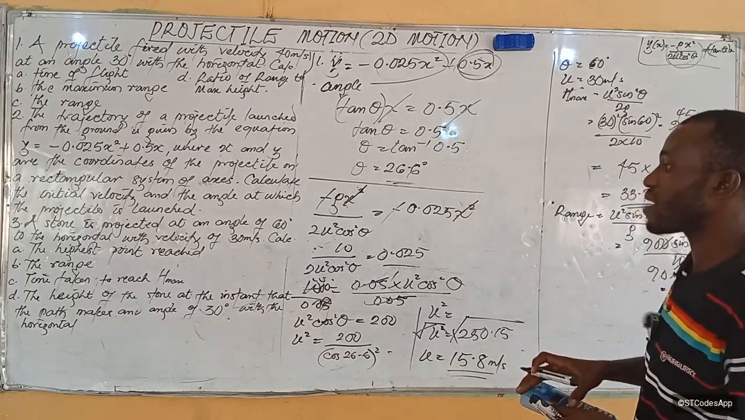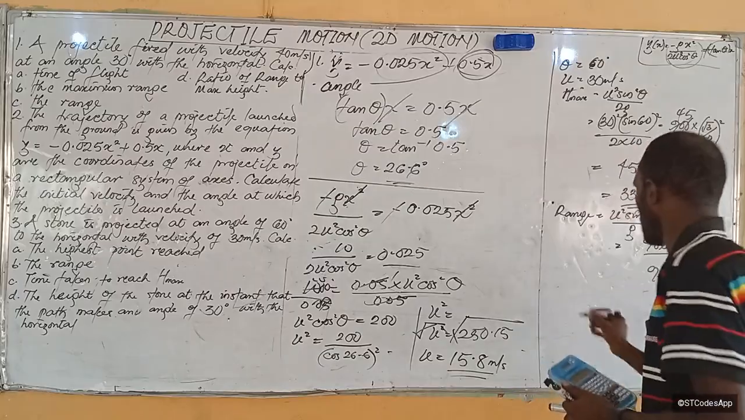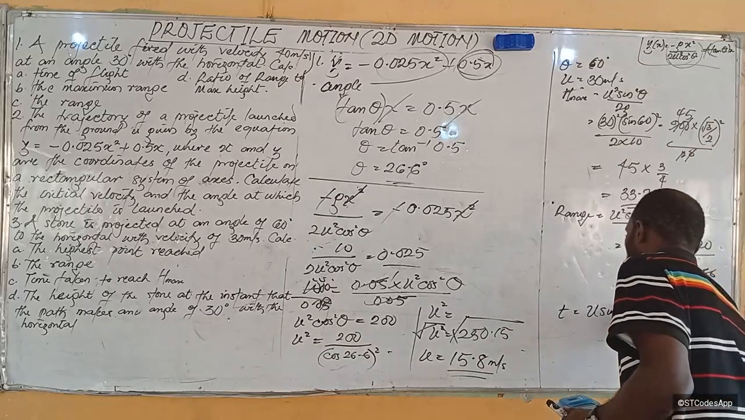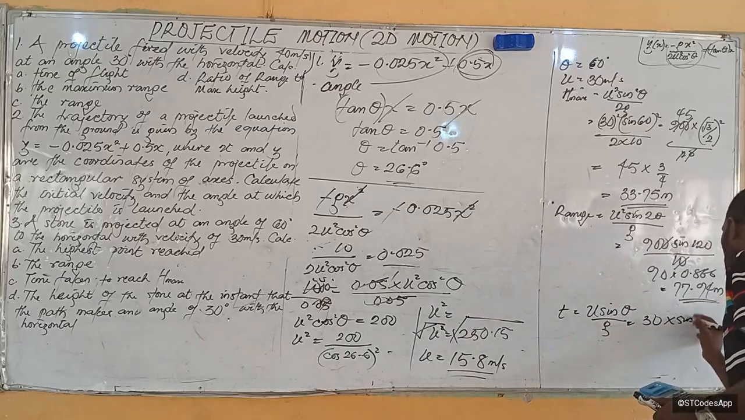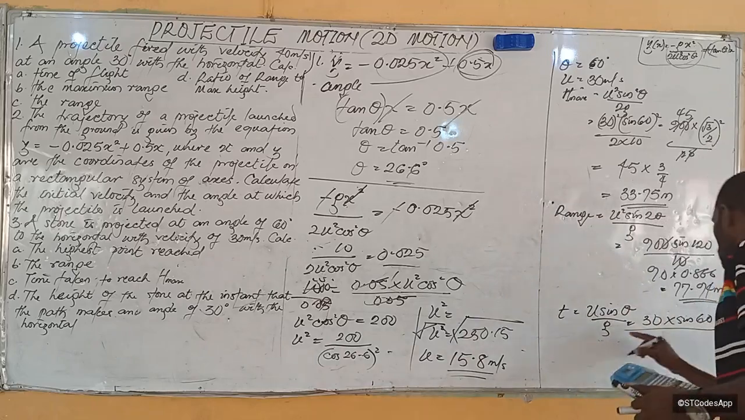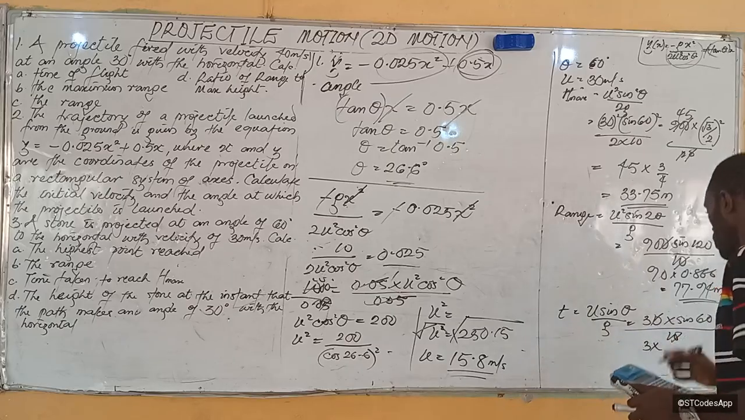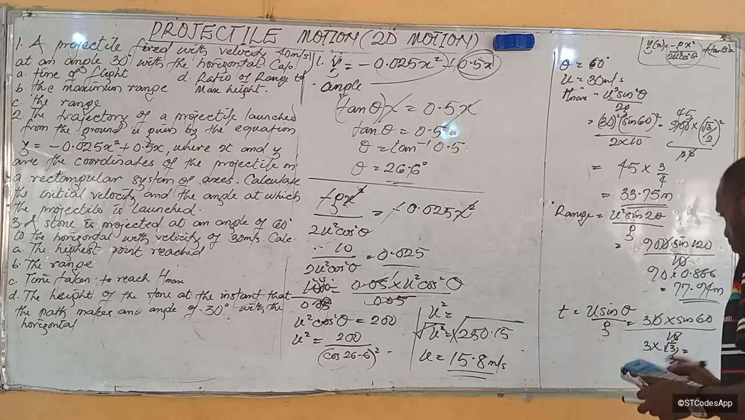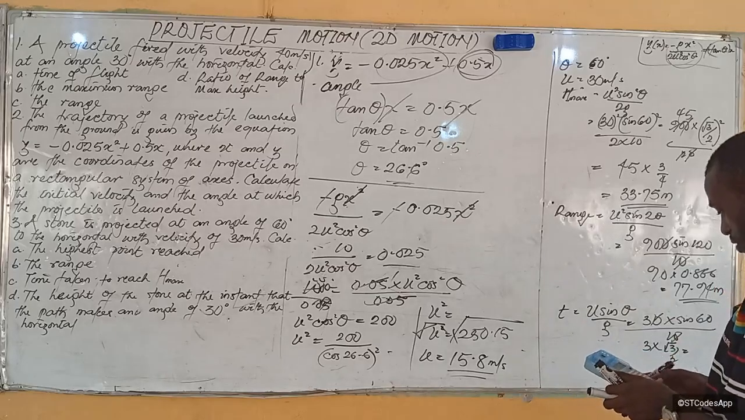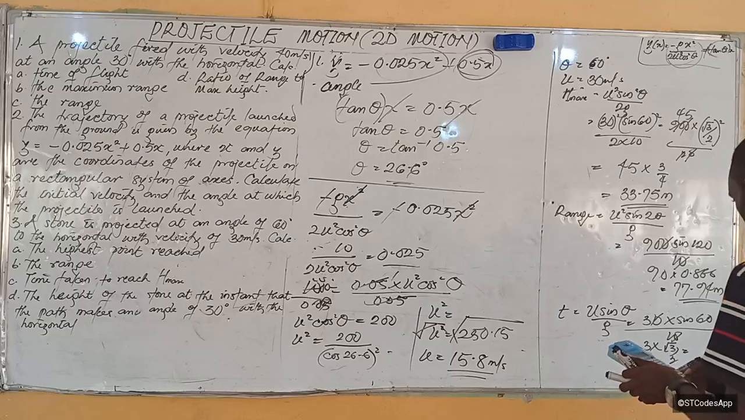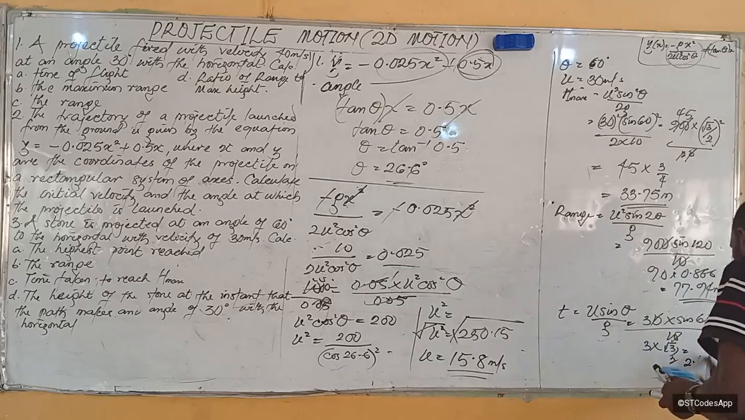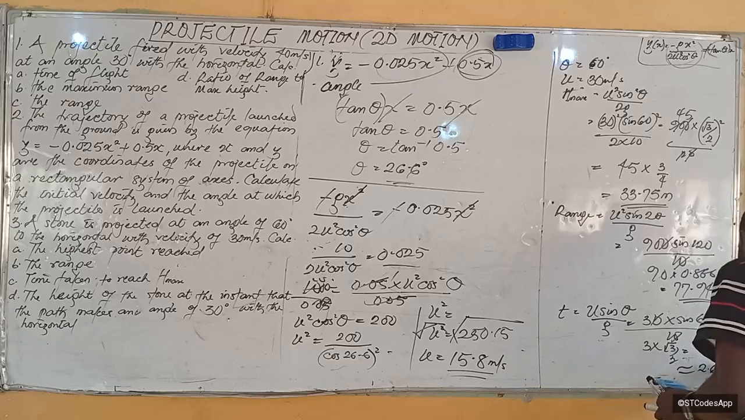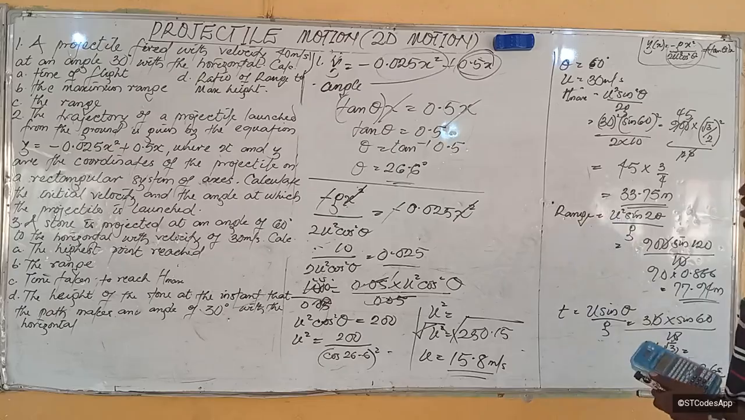Then the time taken to reach the maximum height. What will be the time taken to reach maximum height? T here equal to just u sine theta over g, not 2u. So that becomes 30 times sine 60 over g, 10 here, 1 here, 3 times root 3 over 2. That will be sine 60 times 3 is equal to 2.598. So that's approximately 2.6 seconds to reach the maximum height.